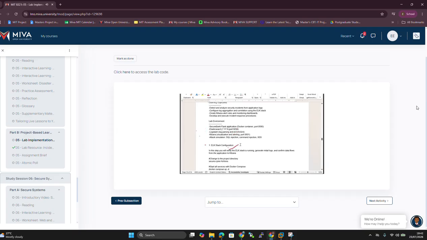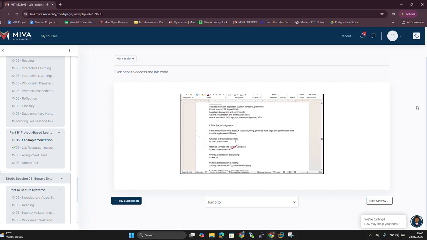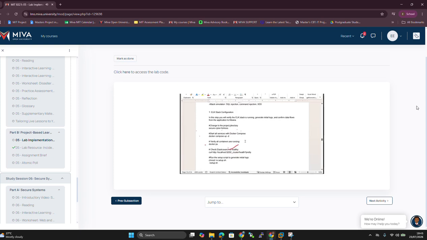The lab environment is not different from what you used from Lab 1. We have your secure bank application, we have Elasticsearch, you have your Logstash, Kibana, and attack simulation. So let's look at step one, which is Elasticsearch configuration. In this step, you are expected to verify whether or not your Elasticsearch machine is running. And then if it is running, generate initial logs, and verify that the data flows from the application to Kibana. Okay, so we can take a look at that.